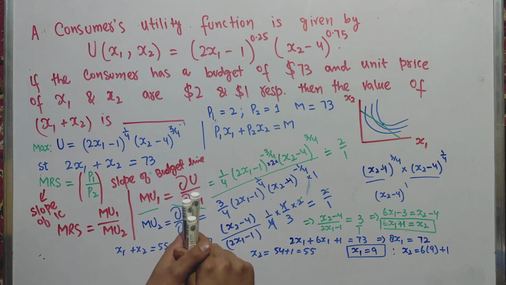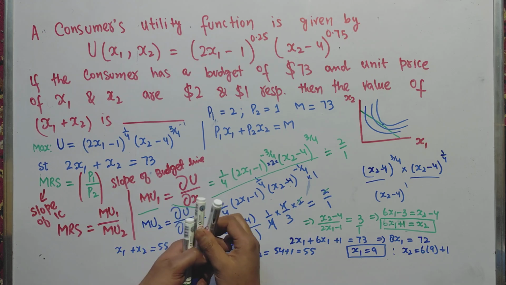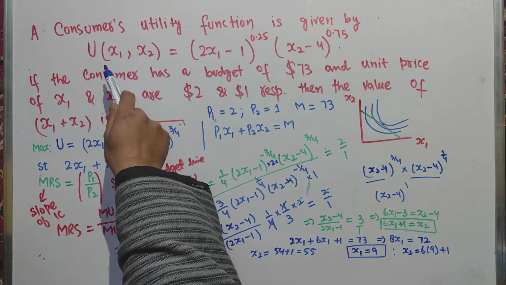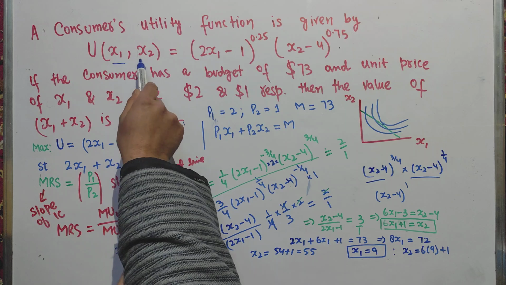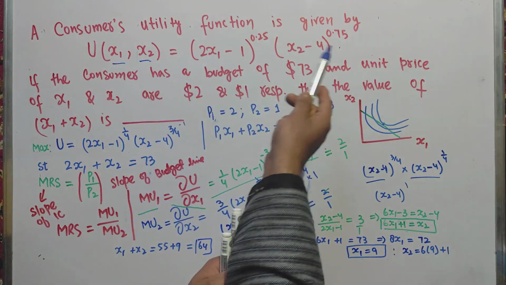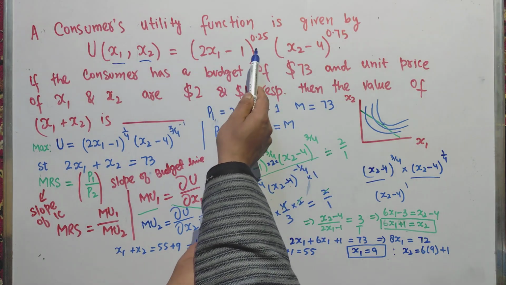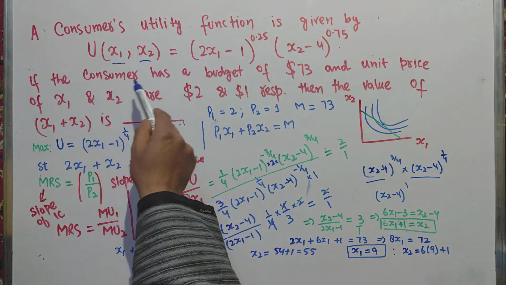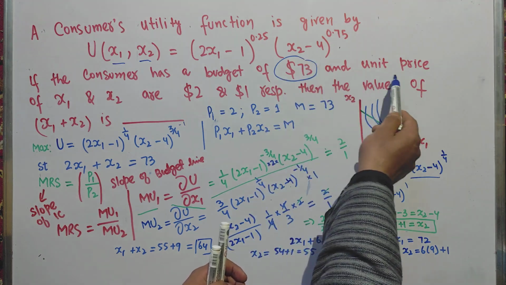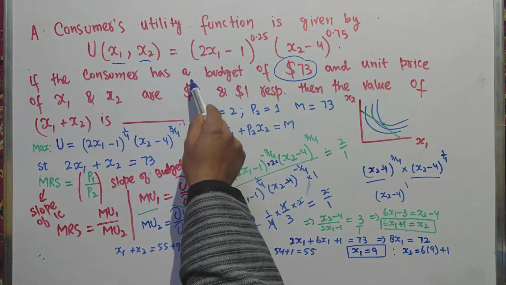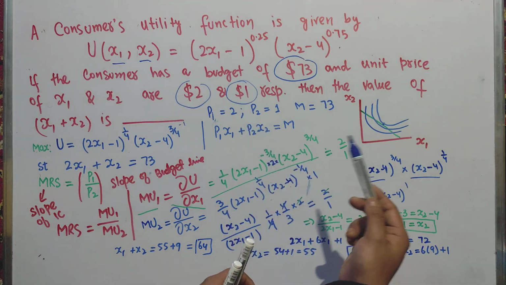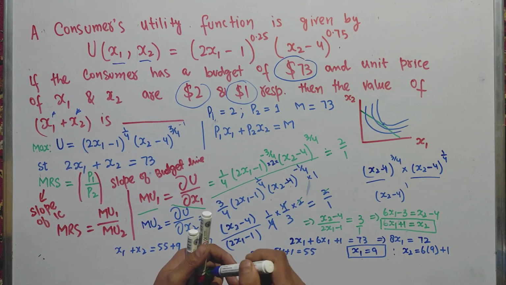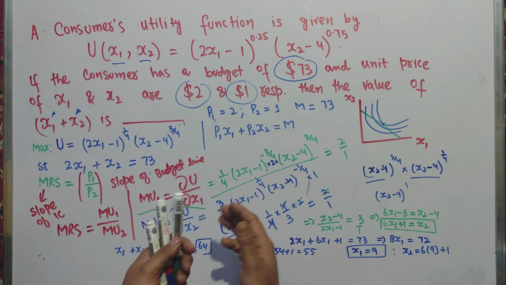In this video, we will solve a question on utility function. The question is, a consumer's utility function is given by utility as a function of two goods x1 and x2, which are related by this function, that is (2x1 minus 1) raised to the power 0.25 times (x2 minus 4) raised to the power 0.75. The consumer has a total budget of $73 and unit prices of x1 and x2 are $2 and $1 respectively. We need to find out the value of x1 and x2 when we combine them. That means the sum of the x1 and x2.